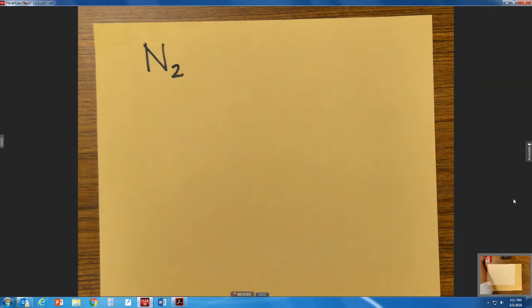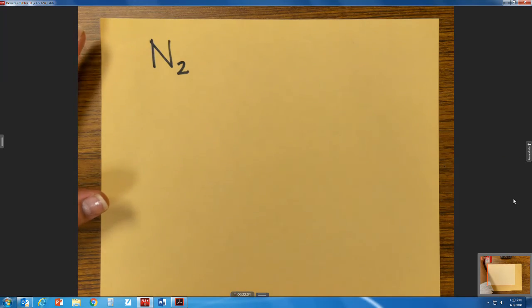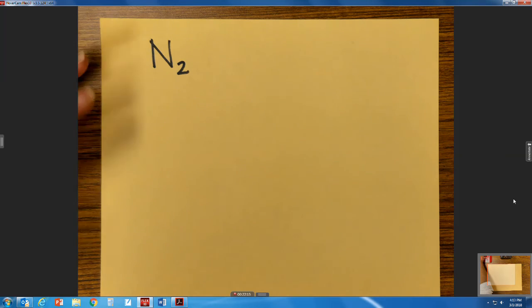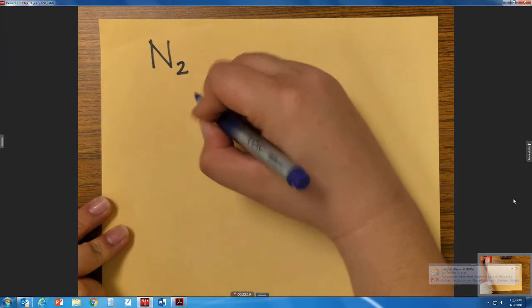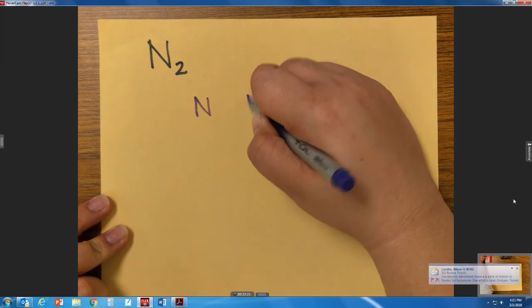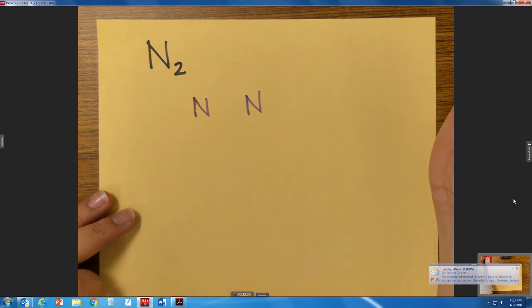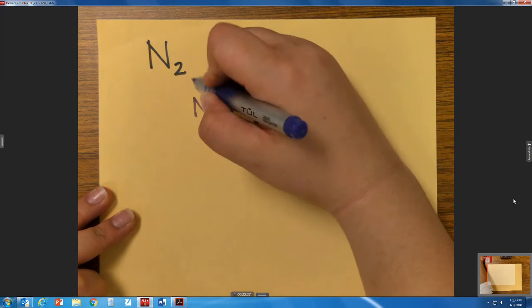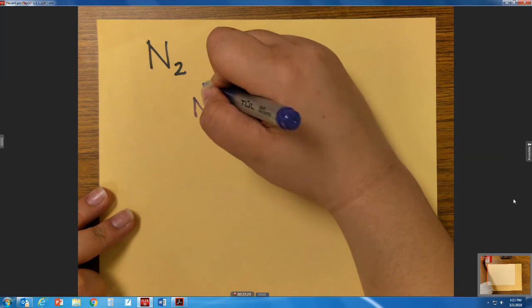Okay, we have N2, a diatomic. Now we only have 1 element, so can we really say there is a central atom? No, there is no central atom because you only have 2 nitrogens. So nitrogen and nitrogen. Okay, nitrogen has 5 valence electrons.